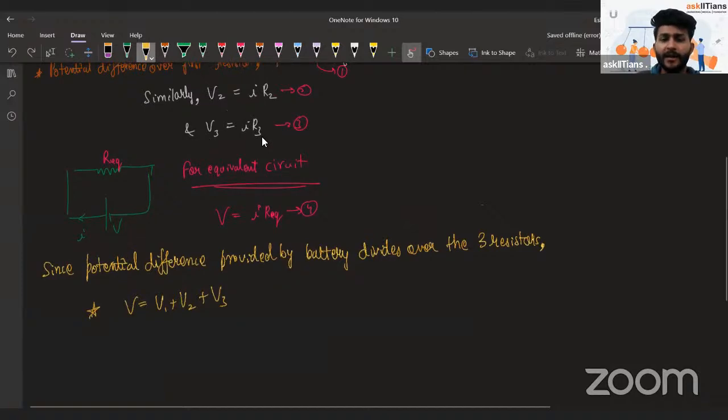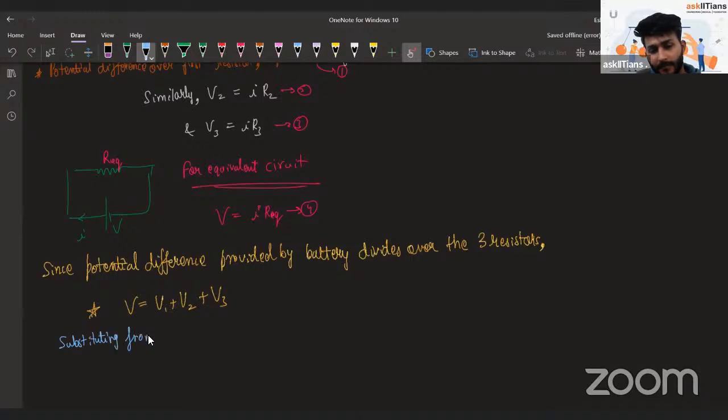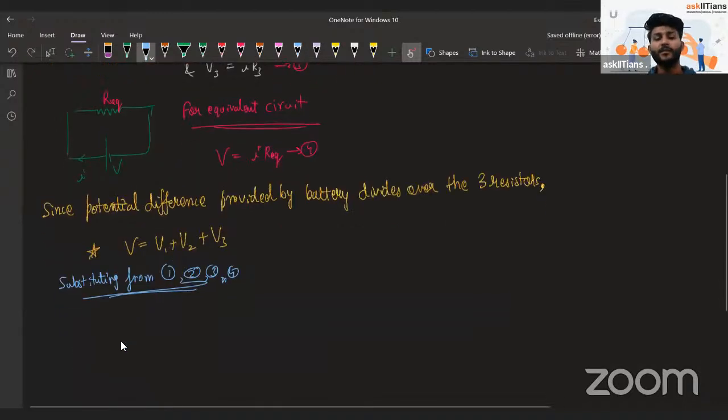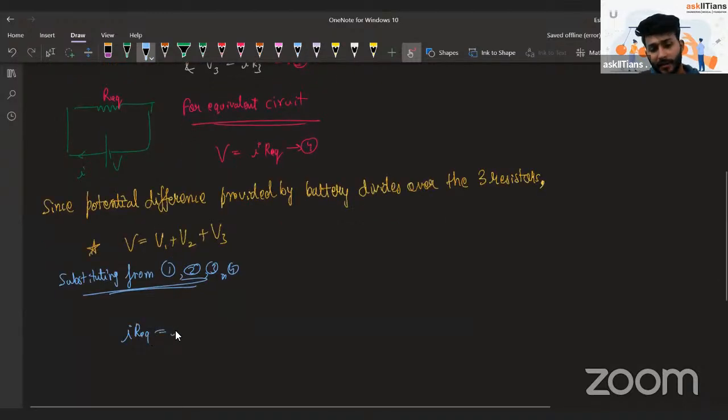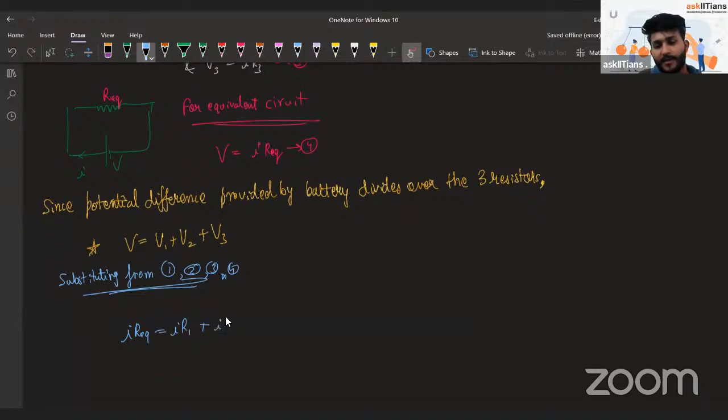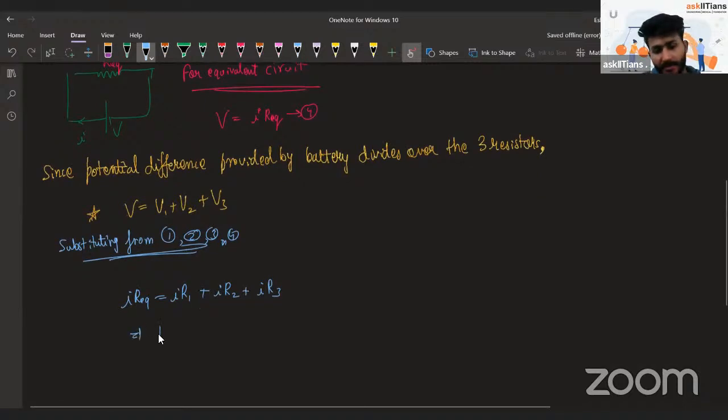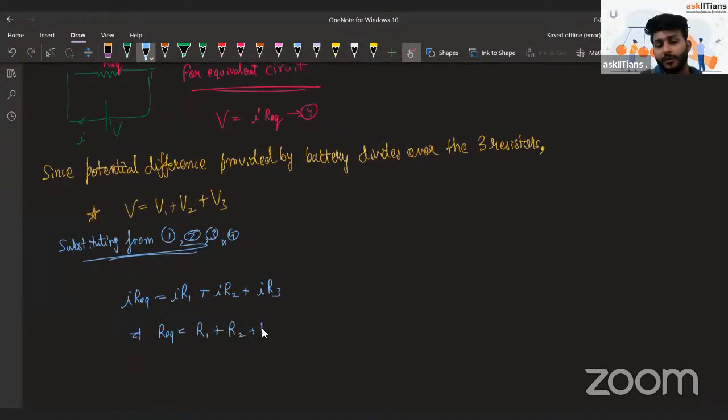Then you're going to write substituting from equation 1, 2, 3, 4. This will give you IR equivalent is IR1 plus IR2 plus IR3, and then we get the answer. So similarly, guys, take it as homework after the class. Do derive the equation for the relation for parallel resistors also. We should have a very good practice over it.